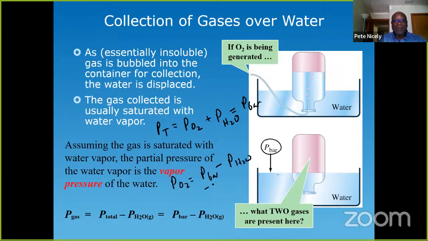So if you know what the barometric pressure is, and if you know what the water vapor pressure is, then the difference between the two would give you the pressure of the oxygen. And that's basically what this equation is saying, right? The barometric pressure minus the vapor pressure of water will be equal to the pressure of the gas that is collected over the water, all right? So that's basically how Dalton's law is applied to this particular situation.